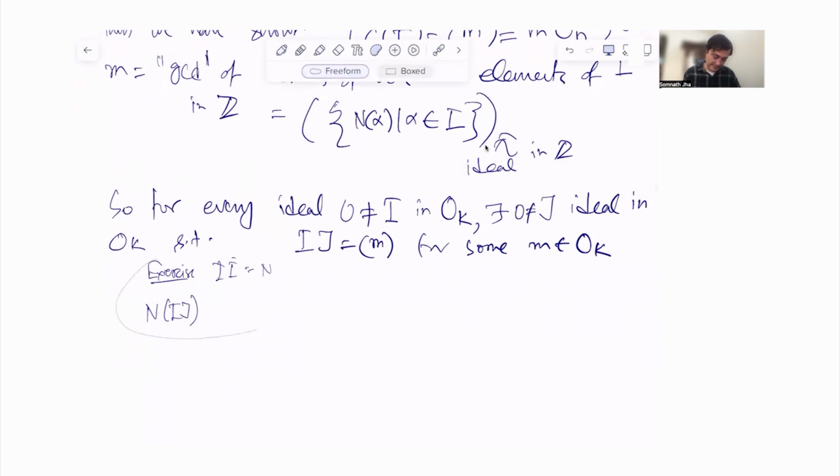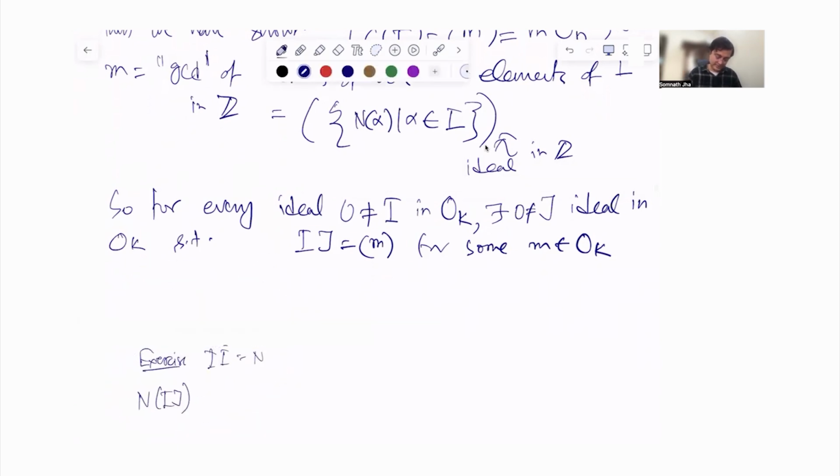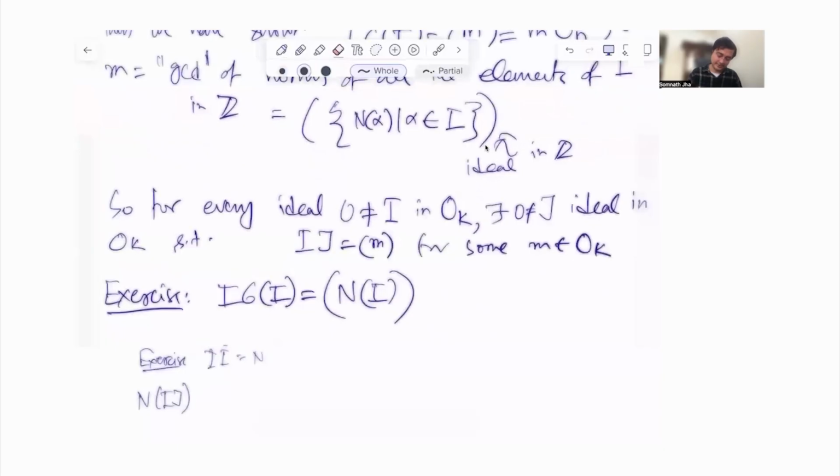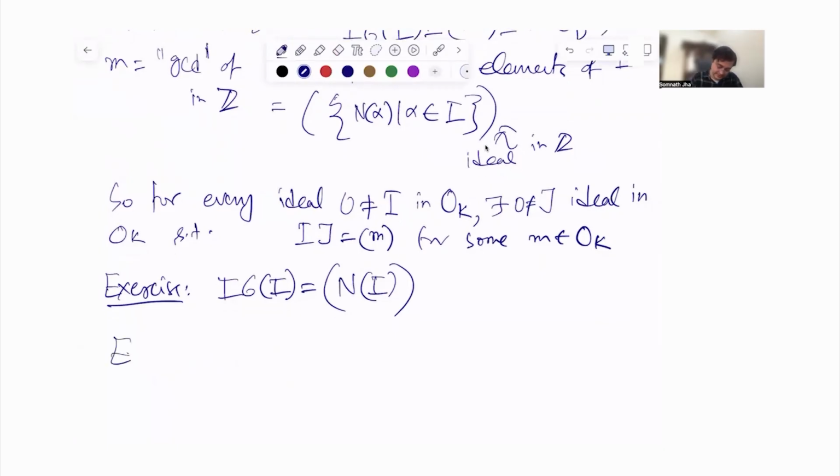And then the exercise is actually this: M is nothing but I times sigma I, equal to the norm of I, the ideal generated by this. So this M is nothing but the ideal norm. So we have defined the norm of an ideal, and this M will turn out to be nothing but the norm of this ideal.